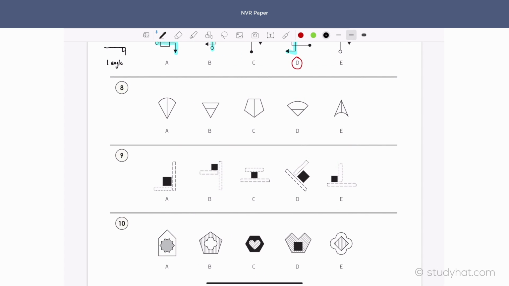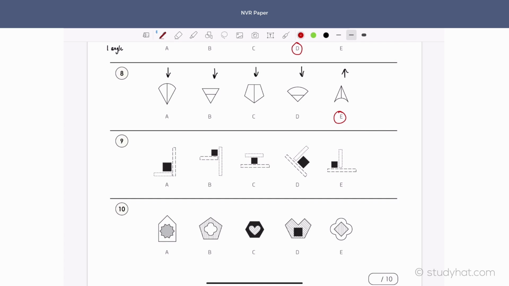Okay. So here, this is just looking at this one overall. It looks like this is pointing downwards, pointing downwards, pointing downwards, and this feels to me like it's pointing upwards. So E to me is the odd one out because it doesn't have one of its corners pointing in a downwards direction. Number 9. So if we have a look, we've got 3 different types of broken lines. So where's the biggest piece? Here, let's highlight all the biggest pieces.